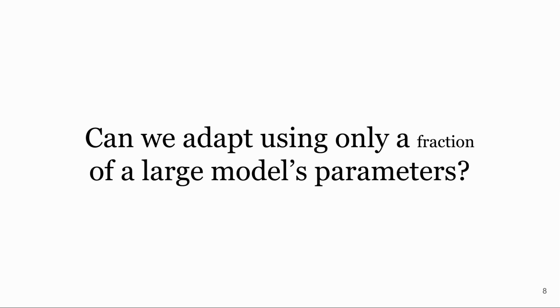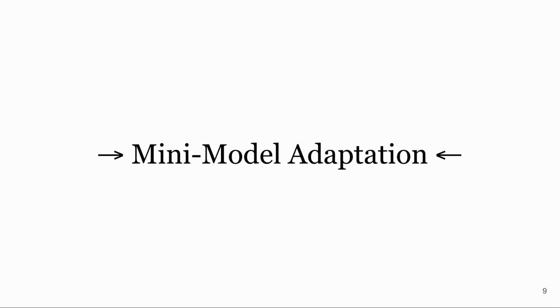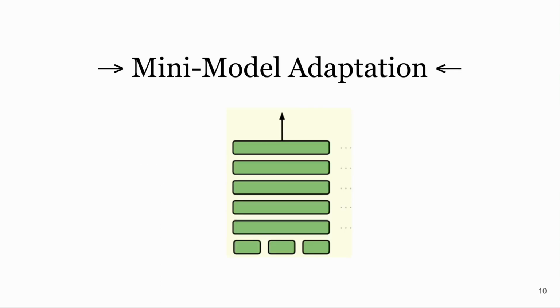So in this paper, we wanted to know, can we adapt a large language model using only a fraction of its parameters? We call this method mini model adaptation. And again, here we're going to adapt this large model using only a small fraction of its parameters, but still be able to do zero-shot cross-lingual transfer at the end.